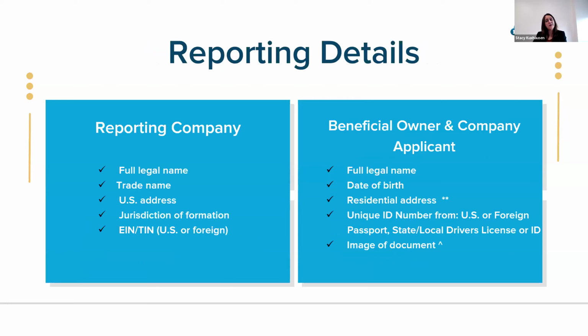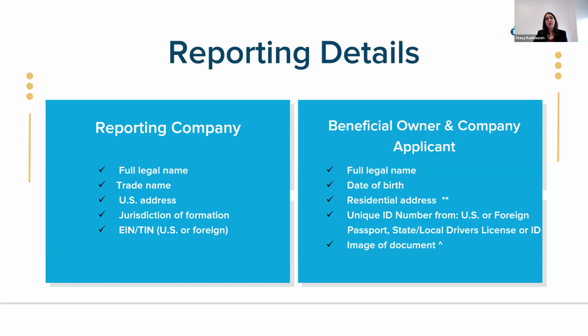Now, next up is what information is included on your actual FinCEN report, or your BOI report. First, we're going to talk about the reporting company. The reporting company is going to list the full legal name of their business, trade names, any DBAs, any name that you go by also has to be listed, and you can have more than one. You're going to have the US address of where you exist as a business, and the jurisdiction of formation. So what state or tribal entity was that entity created in? And then your EIN, TIN number, Social Security number, whatever is attached to that reporting company.